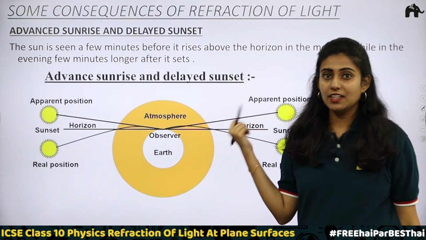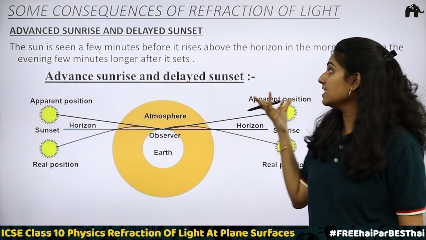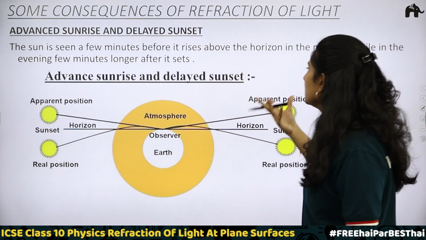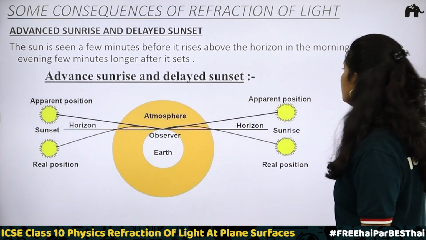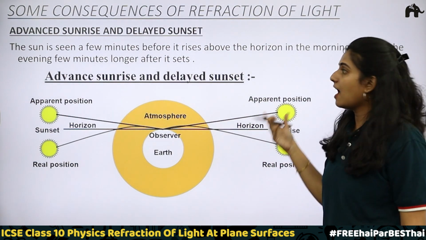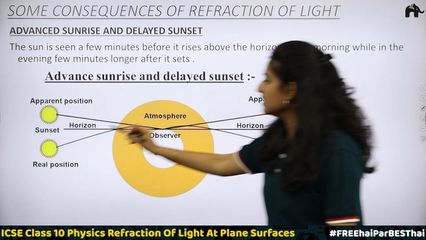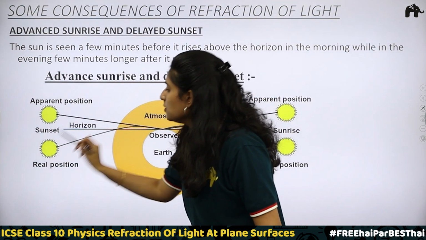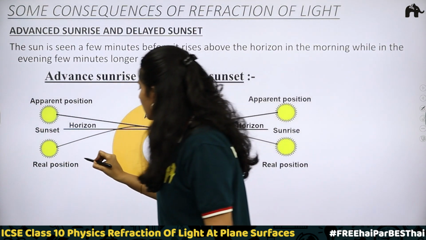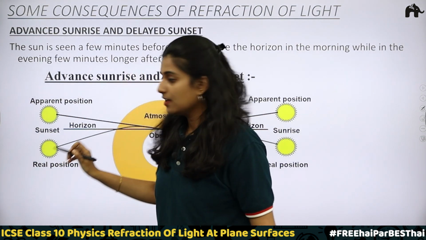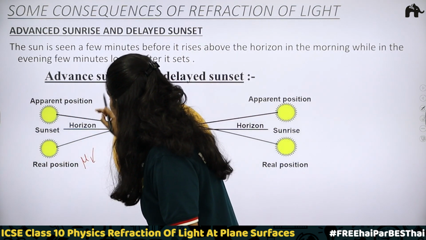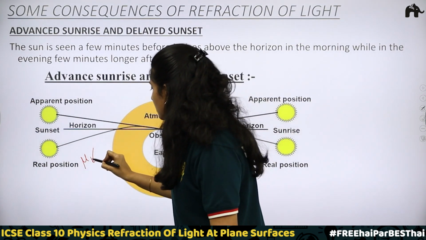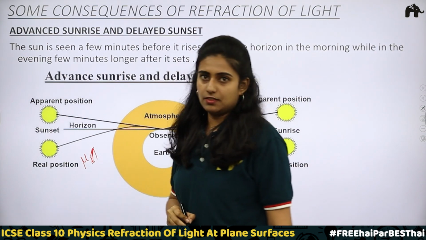Second consequence, advanced sunrise and delayed sunset. Here the sun is seen a few minutes before it rises above the horizon in the morning, while in the evening it is seen a few minutes longer after it sets. Let's see, this is the real position of the sun, before the actual sunrise. Now we know that when you go to the lower layers of the atmosphere, the refractive index will be increasing, right? So here the refractive index is increasing.